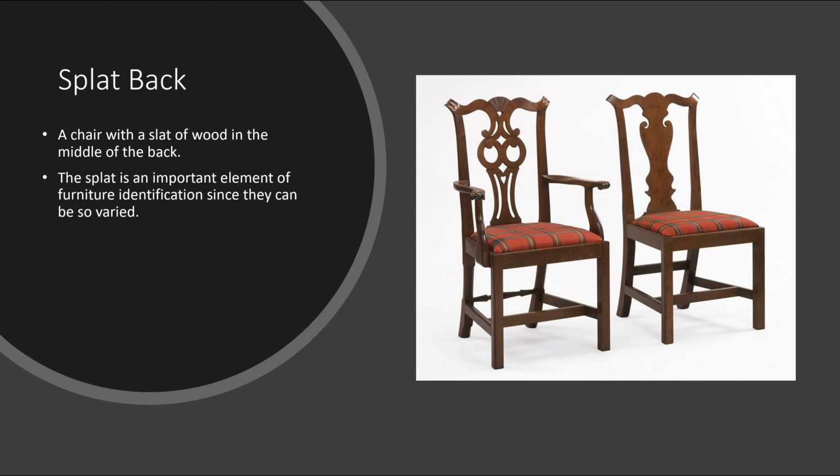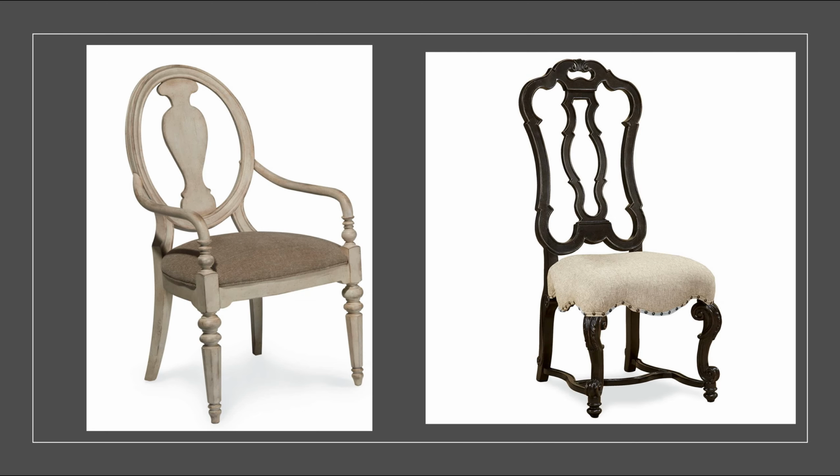Then we have our splat back. It's exactly the same as our splat back style. It's a chair with a splat of wood in the middle of the back, and the splat is an important element of furniture identification since they can be so varied. Here are some examples of splat backs, different styles.